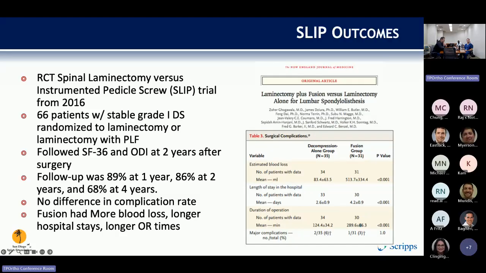So this looked at spinal laminectomy versus instrumented pedicle screws, hence the SLIP acronym. And it looked at 66 patients with stable grade 1 slips randomized into laminectomy or laminectomy with fusion. They followed the SF36 as well as the ODI at 2 years. Follow-up was 90% at 1 year and 86% at 2 years, but kind of fell off at 4 years to 68%. They found that there was no difference in complication rate, but fusion did have more blood loss, longer hospital stays, and longer OR times, which I think you can extrapolate.